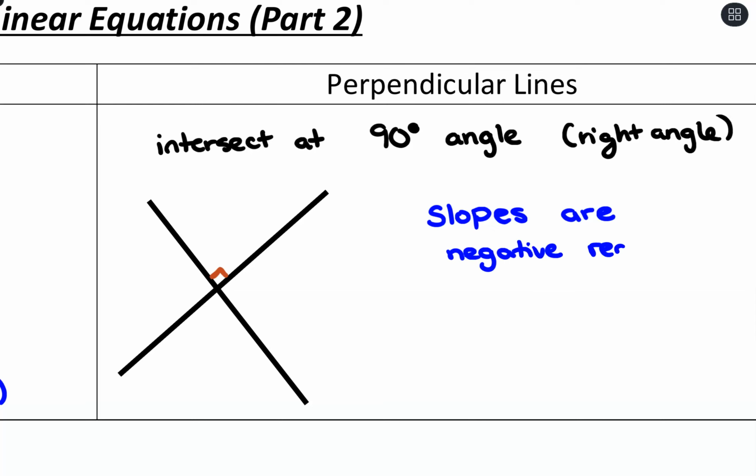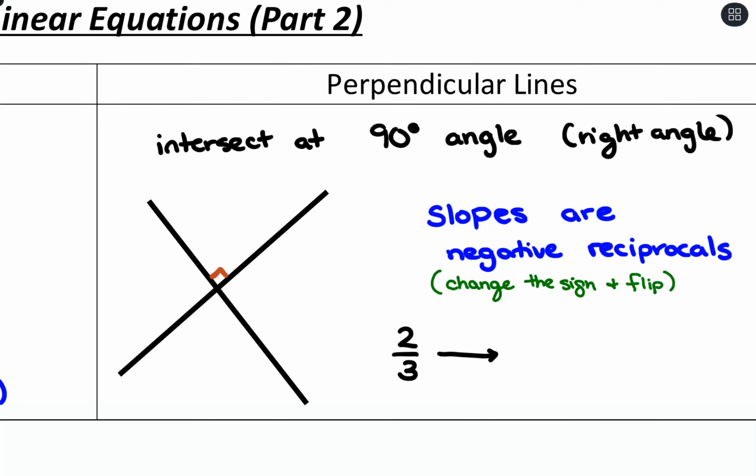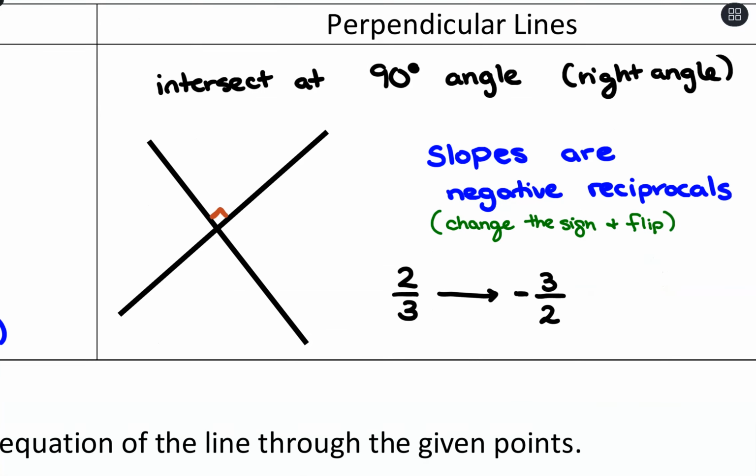Negative reciprocals. In short, what that means, change the sign and flip. So if you have a slope of 2/3, to make it a negative reciprocal, because it's starting positive, you'd make it negative, and then flip numerator, denominator. That's what the reciprocal part is. Reciprocal means changing the numerator and denominator.